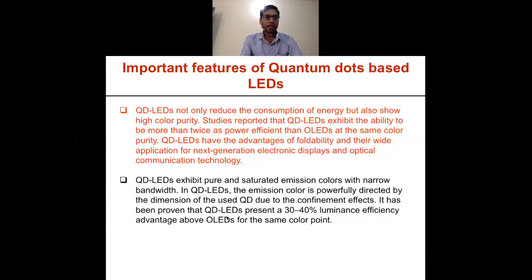Quantum dot LEDs exhibit pure and saturated emission colors with narrow bandwidth. In quantum dot based LEDs, the emission color is powerfully directed by the dimension of the quantum dot used, due to the confinement effects. It has been proven that quantum dot LEDs present a 30 to 40% luminance efficiency advantage over organic light emitting diodes for the same color input.